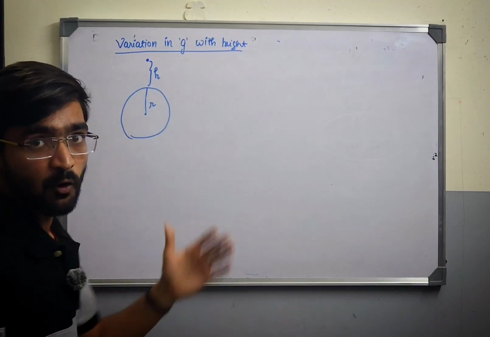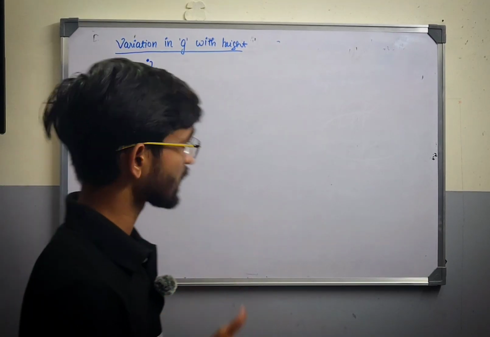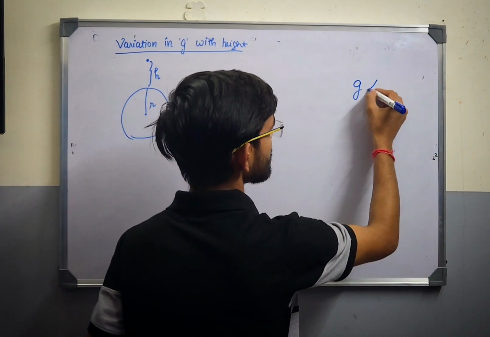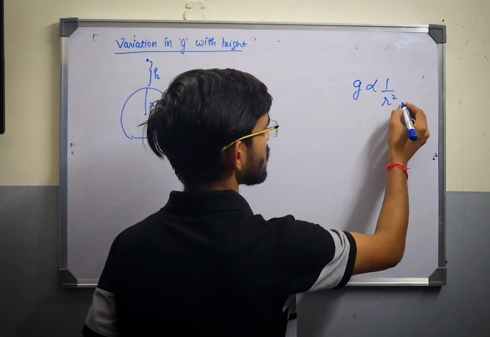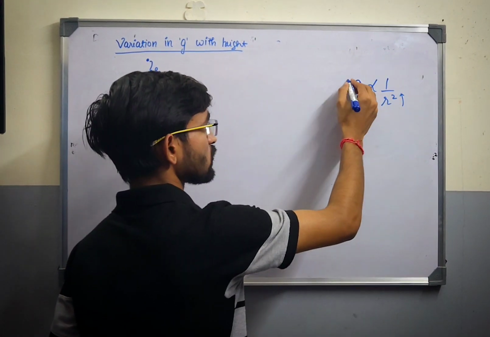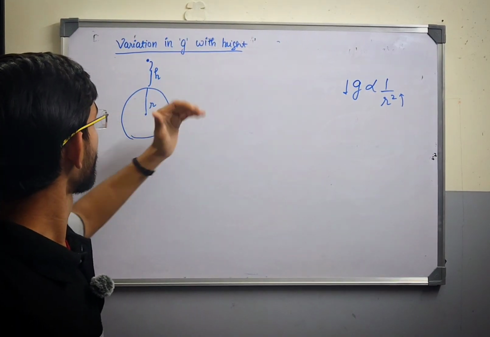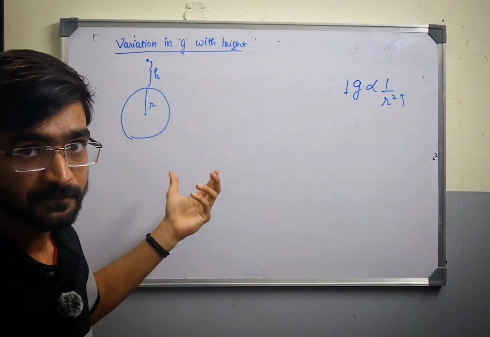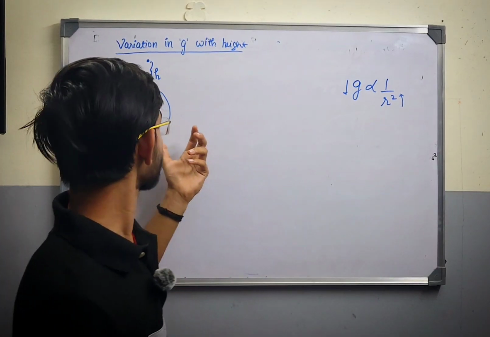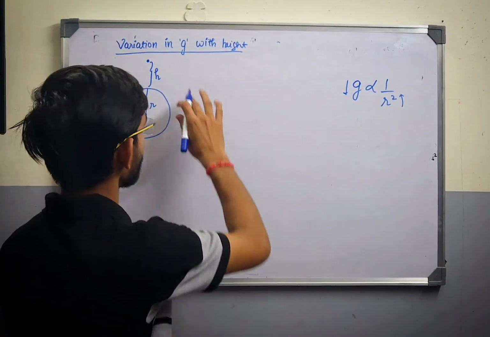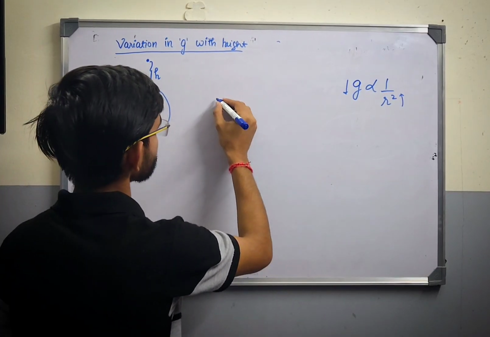As the distance between the object and the center of Earth is increasing, as I told you earlier, g is inversely proportional to r square, and if you increase the distance, acceleration due to gravity will decrease. So as you go above the surface of Earth, acceleration due to gravity will decrease. Now we will derive the formula for this.